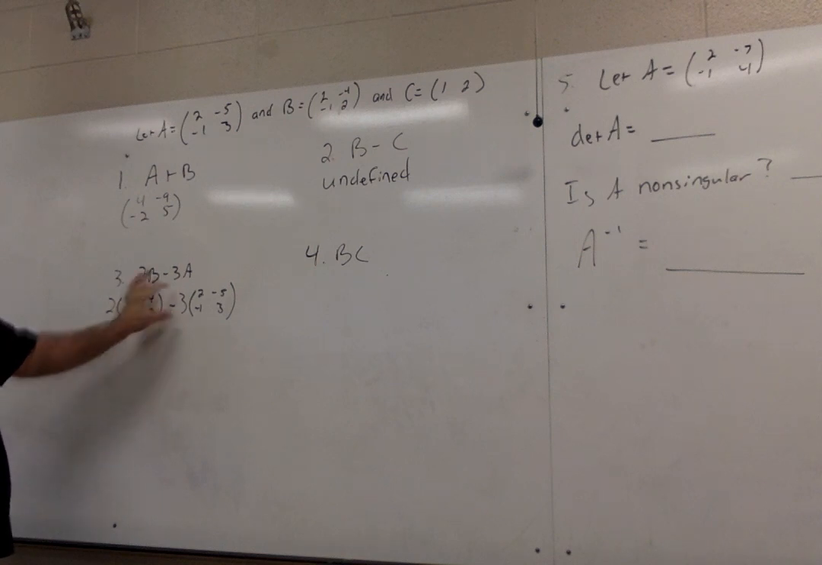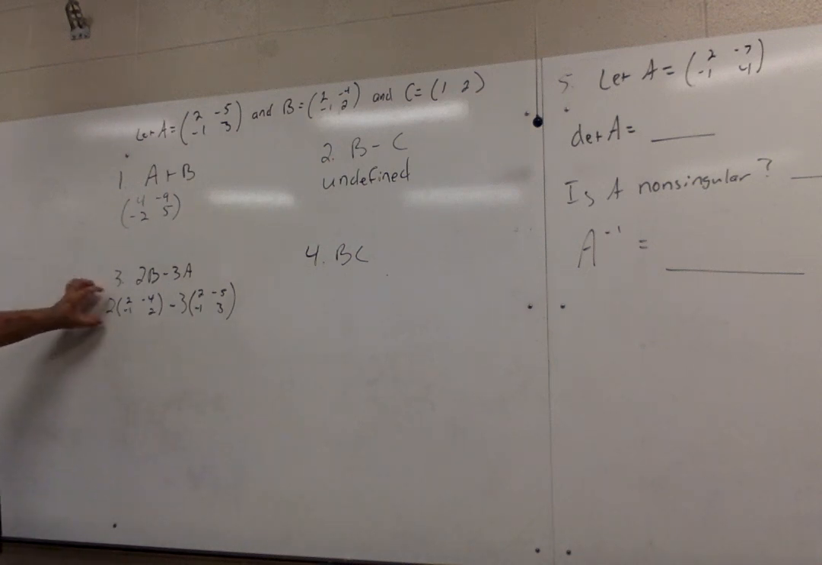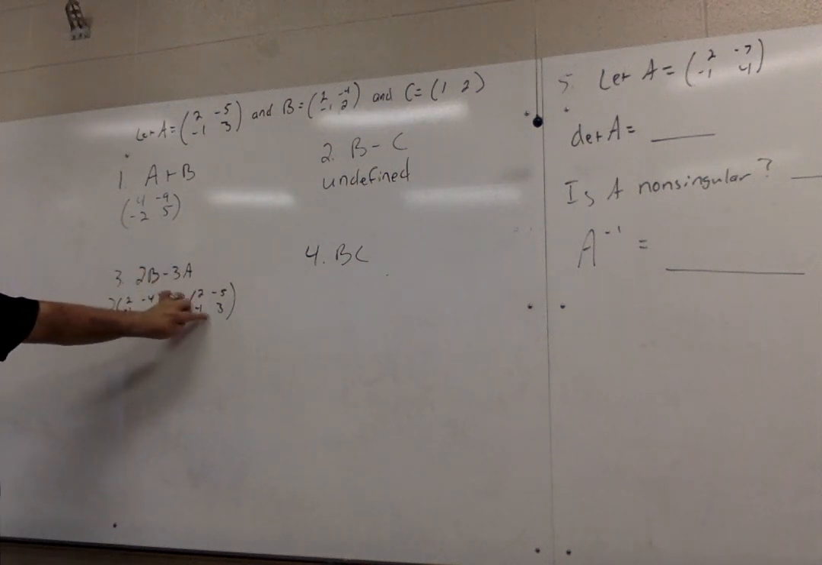Don't distribute -3. Distribute the +3. Because I don't want you to get your signs mixed up and then have your entire problem be off by the sign of one value. So we're going to do the scalar multiplication first, which means taking each constant here and distributing it into each part of the matrix that they're next to.